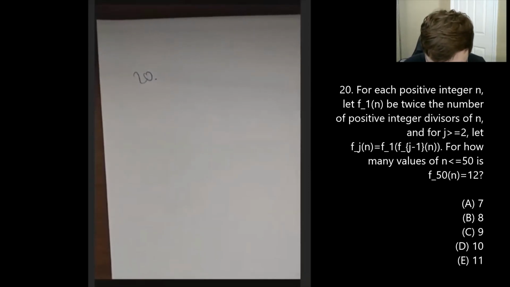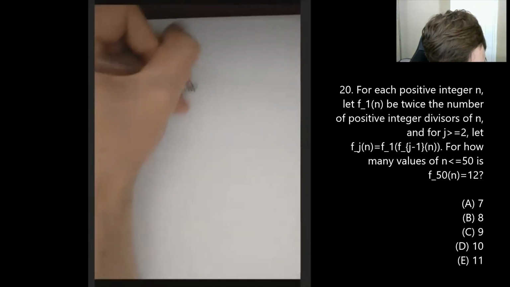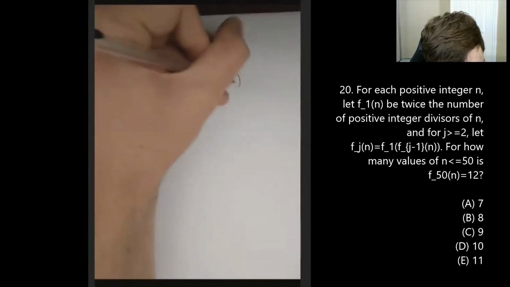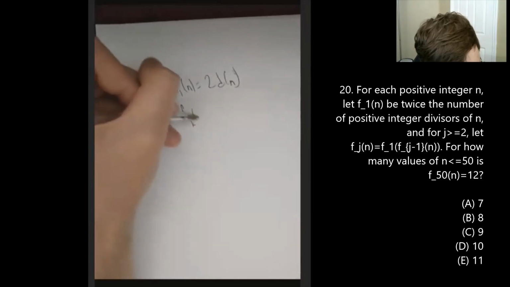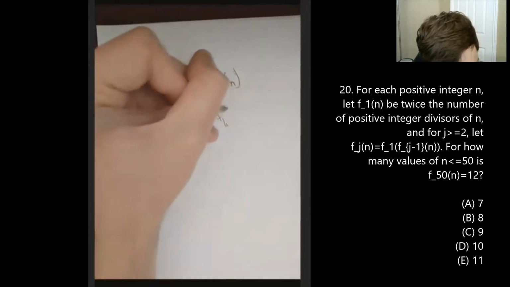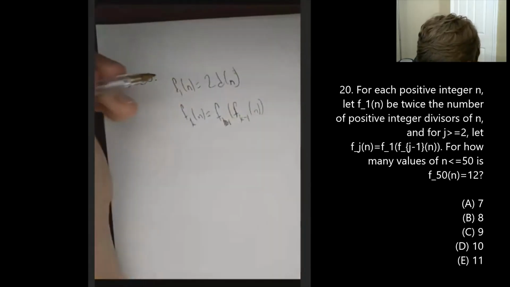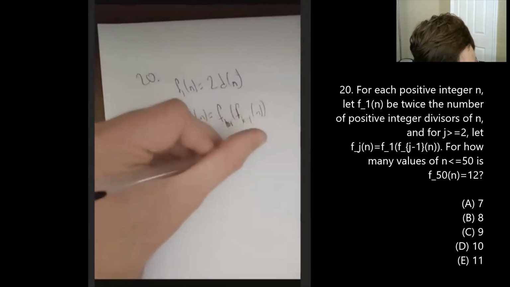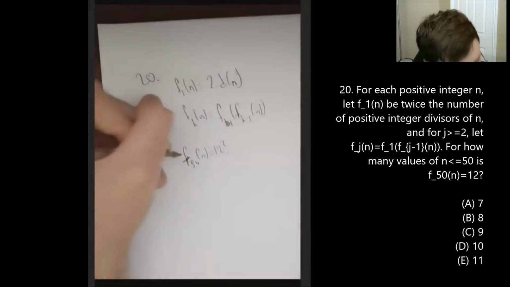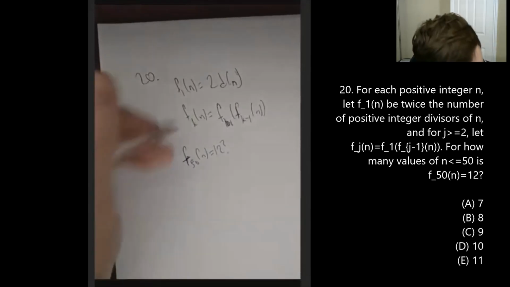Okay, F1 is twice the number of positive integer divisors of n. So twice the number of divisors. And okay, Fj of n, I prefer k, so F_k of n is F1 of F_{k minus 1} of n. For how many n does F50 of n equal 12? Okay, I want to know the number of values satisfying that.